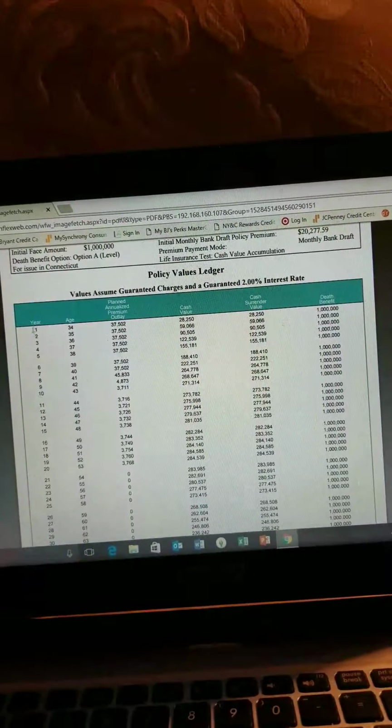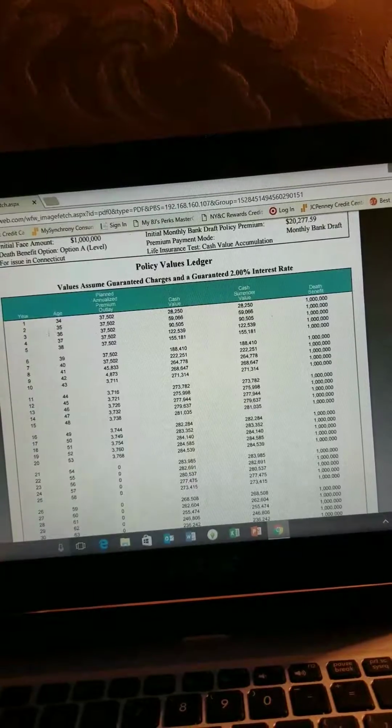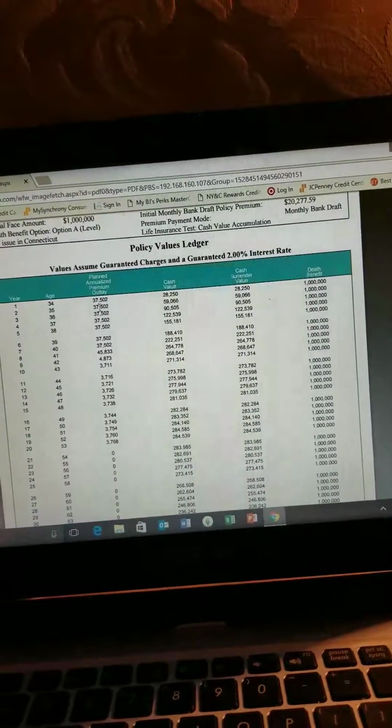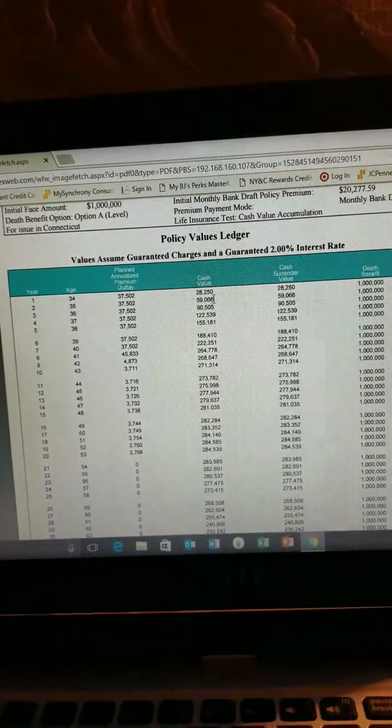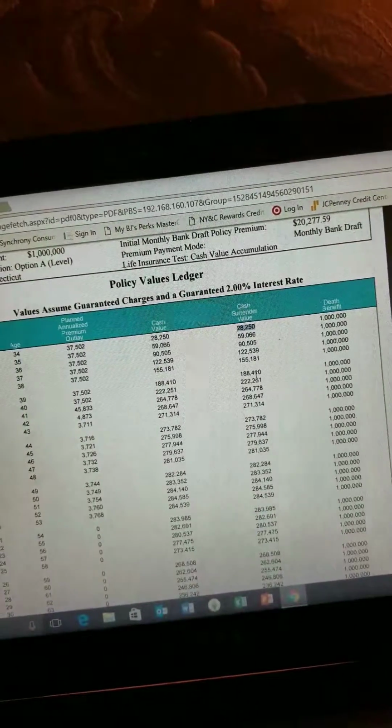So let's take a look at year one. Year one, and again, this is for me, for Alonzo Hall, age 33 at the time. After year one, the first year I paid into it, $37,502. My cash value available is $28,250. My cash surrender value. This is what you want to look at when you're looking at those life insurance policies.